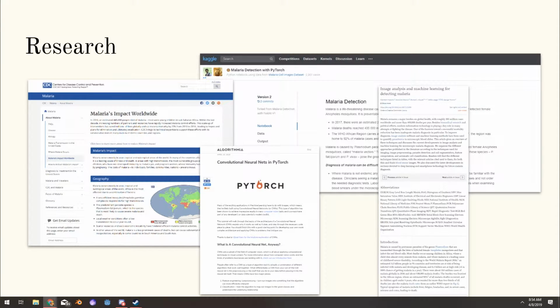So I did a bit of research before starting work. I looked at the CDC's page for malaria and read about the disease there. I looked at other solutions on Kaggle. Those were very helpful. I looked at some scholarly articles. This one is a kind of meta study on how malaria detection has been done in the past, what has worked well, what is kind of state of the art.